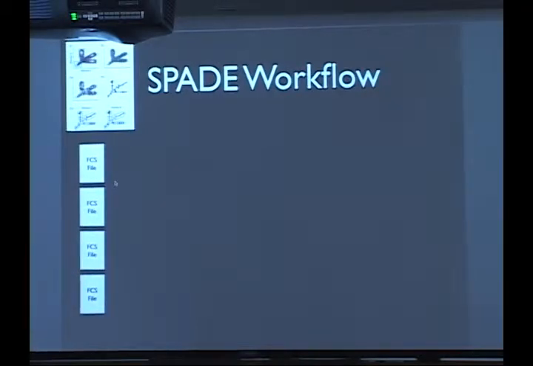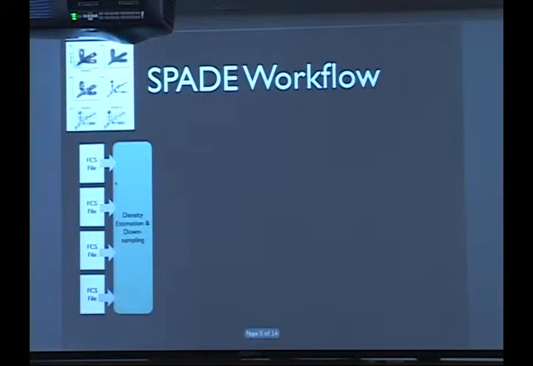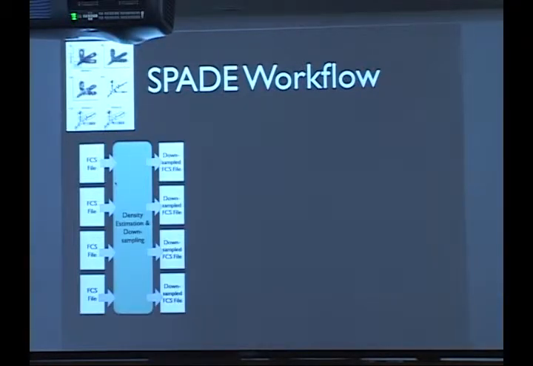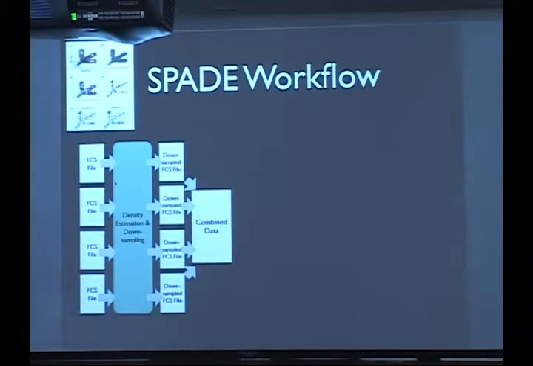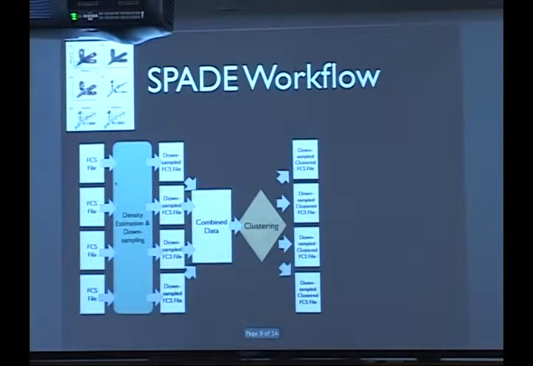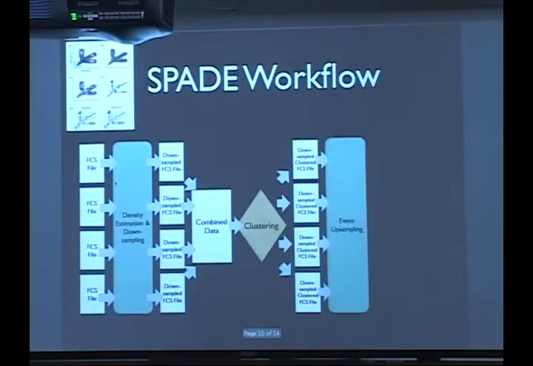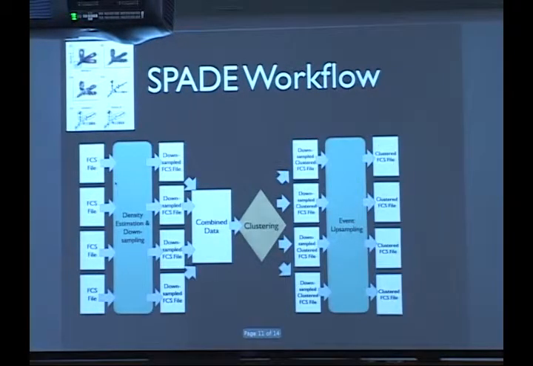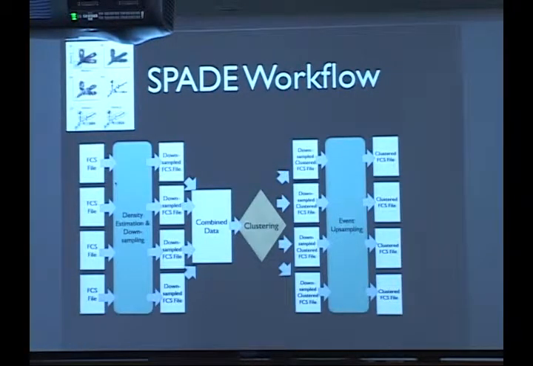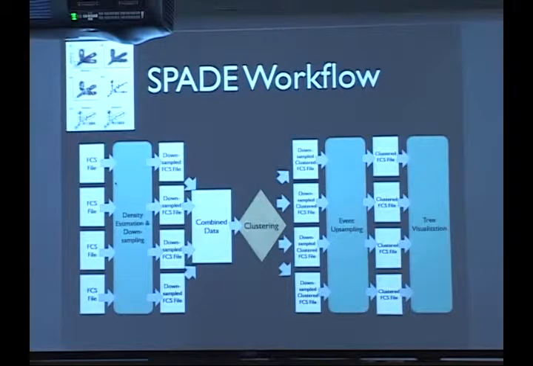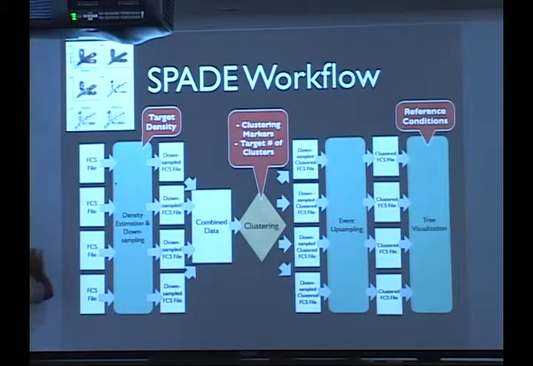Let's say these represent different patients, or maybe the same patient stimulated with different experimental stimuli or different drugs. What SPADE is going to do is perform its density-dependent downsampling first, and then combine all of this data together into one single big clump of data. It will cluster that data, and then it splits it back out into the original files from which all the data came, upsamples, like Federico mentioned. The end product is your clustered FCS files that it will then display in a tree.